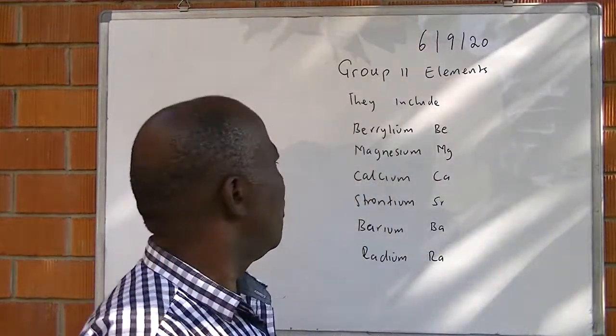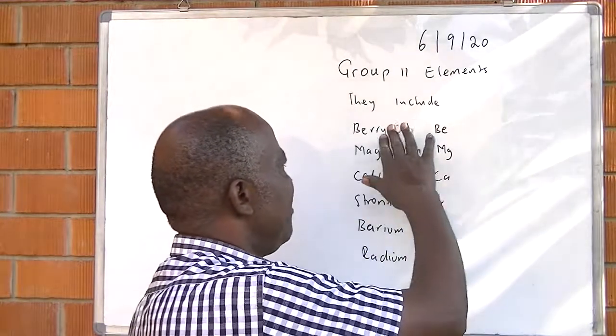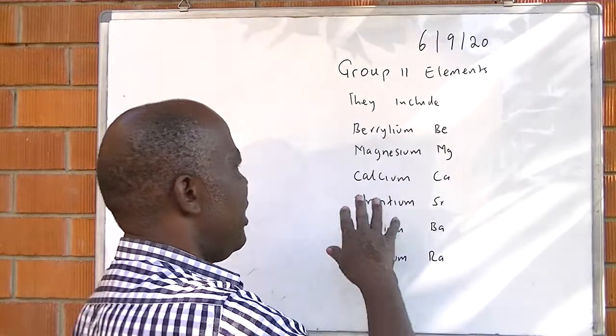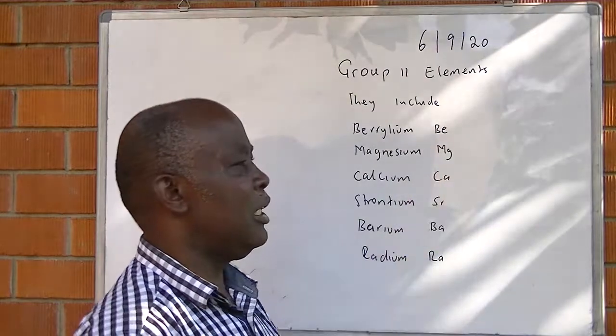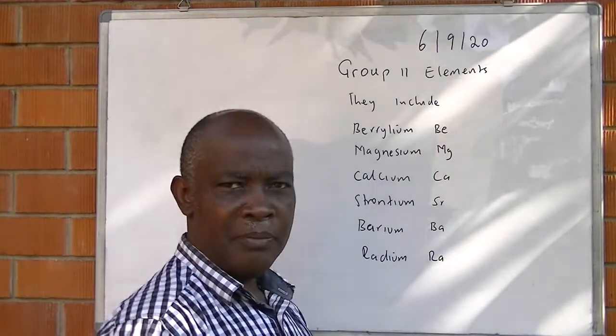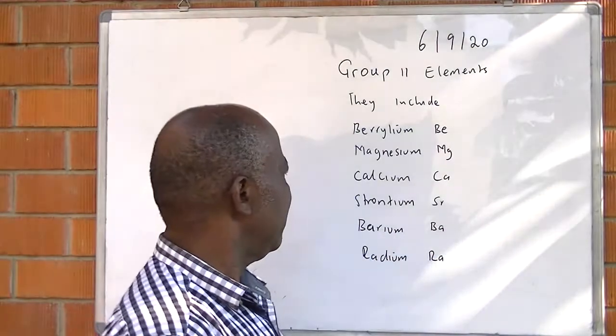Today, we are going to look at Group 2 elements. Group 2 elements include beryllium, the symbol is capital B, small e. Magnesium, the symbol is capital M, small g.